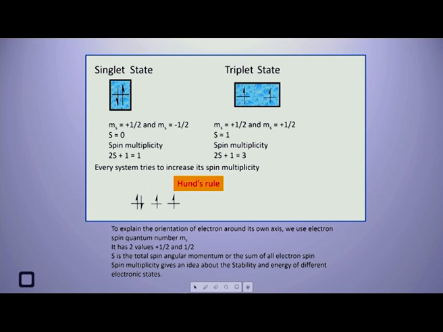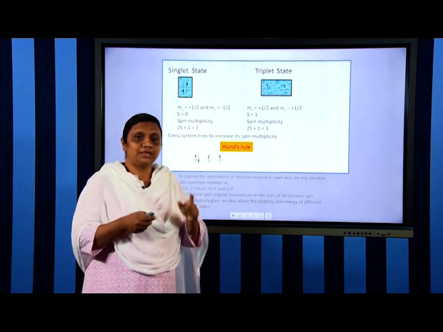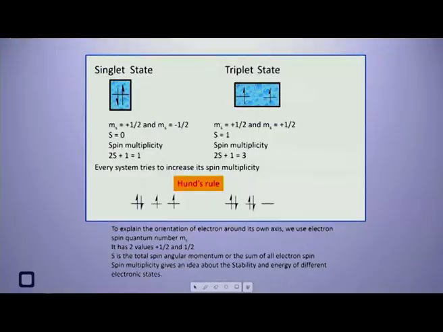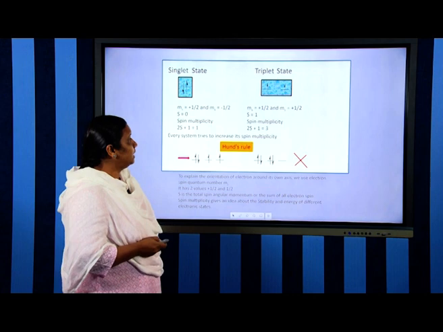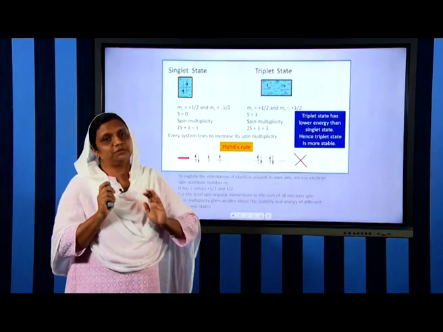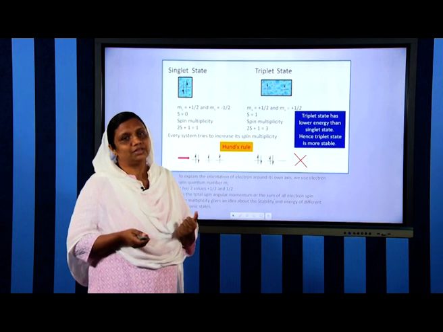So, if there are 4 electrons, the first three electrons will occupy the degenerate orbitals, and then the 4th electron will go for pairing. It is not depicted like this. In the first case the multiplicity is more, but in the second case the multiplicity is less. So, in the first case we have lower energy than in the second case. So, this is acceptable, this is not. All right. So, the triplet state has lower energy than the singlet state, and hence the triplet state is more stable. Keep this concept in mind when we move on to the Jablonski diagram.